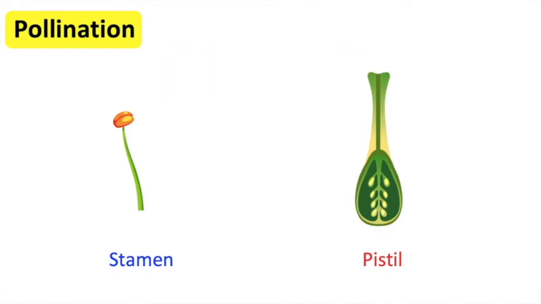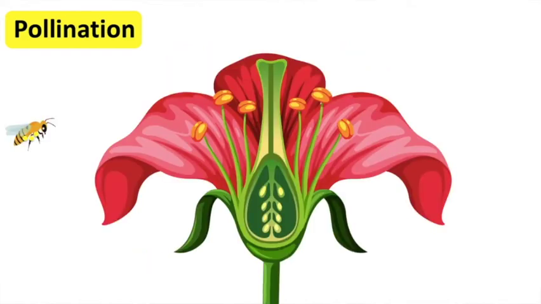Pollination can occur in a few different ways. Insect pollination is where an insect carries the pollen from one flower to another flower. These insects are attracted to the bright-colored petals and the nice smell. The pollen sticks to the insect and it's carried all the way to another flower where the pollen sticks to the stigma.